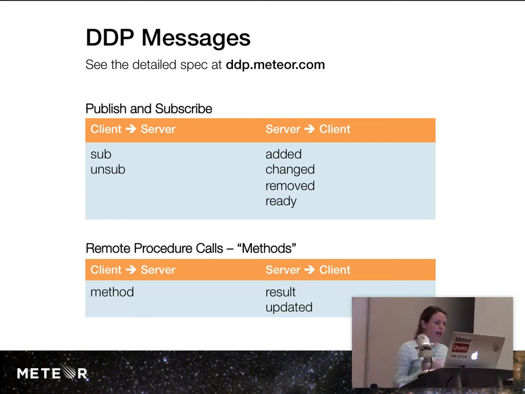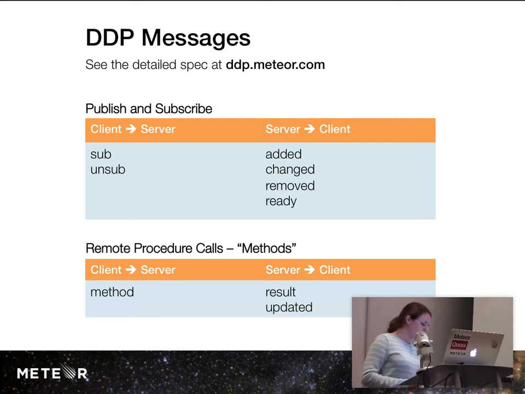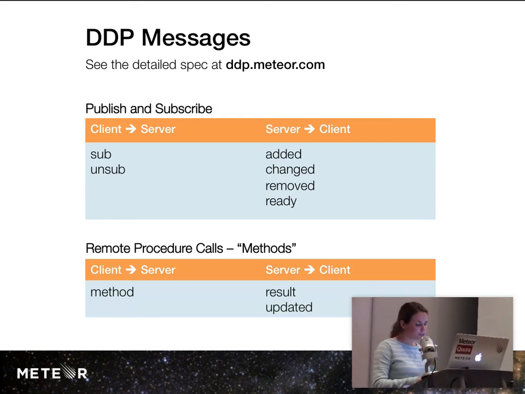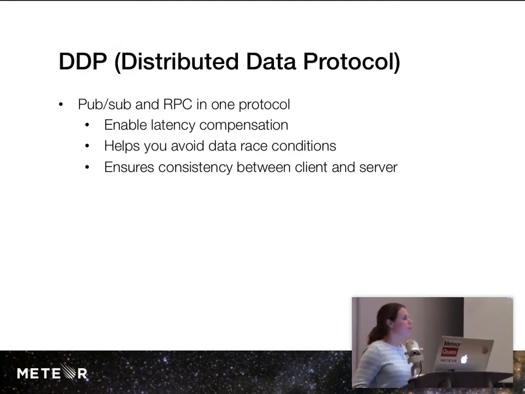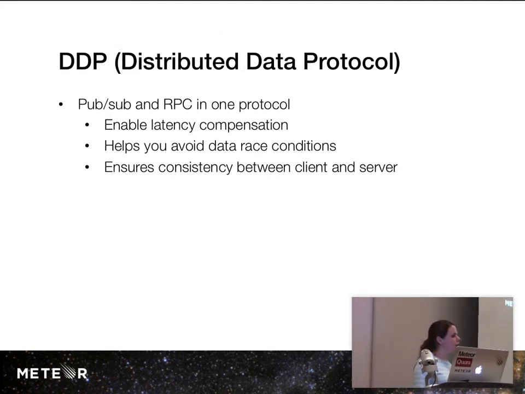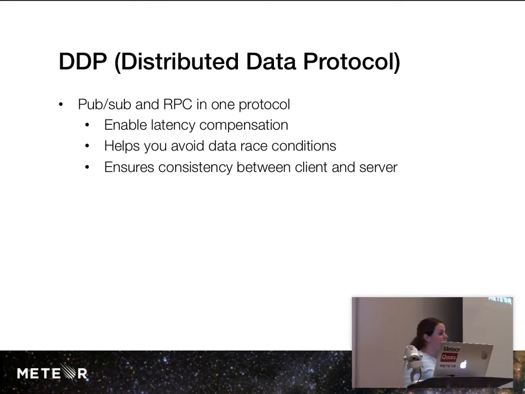So I said, why do you need these in the same protocol? And also, why do you need this updated message? It turns out that one of the key things about DDP is these two things working together, pub/sub and RPCs, in order to enable that latency compensation feature that Sashko was talking about.